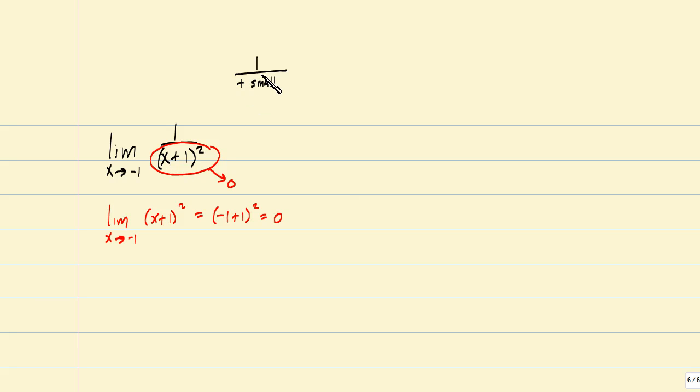And in fact, by making the denominator as small as we want, by picking x sufficiently close to negative 1, we can make this overall fraction as large as we want.